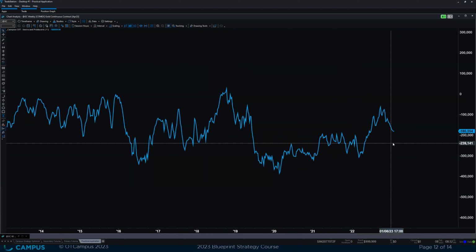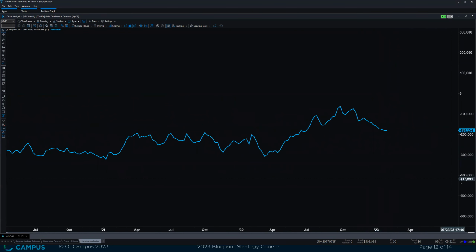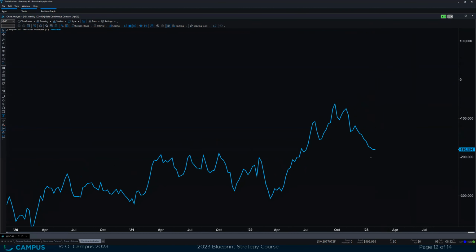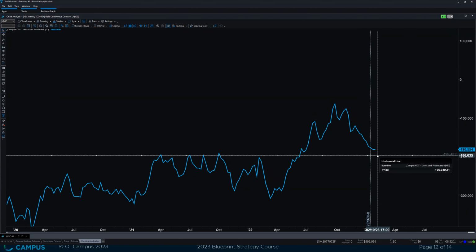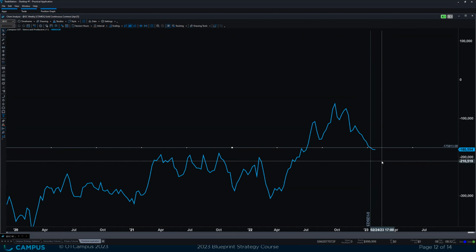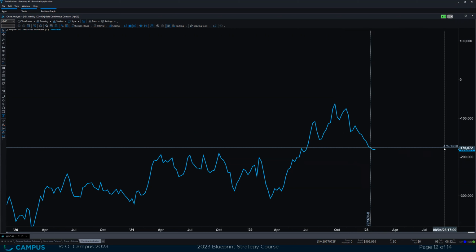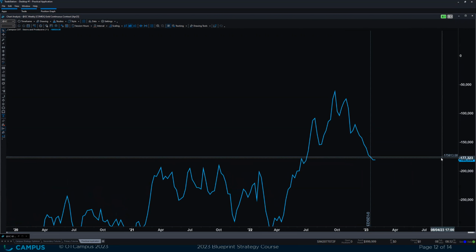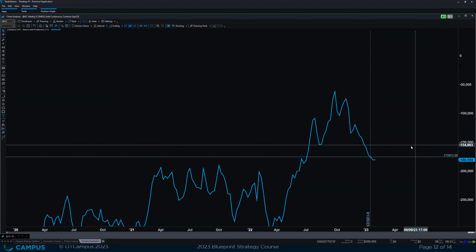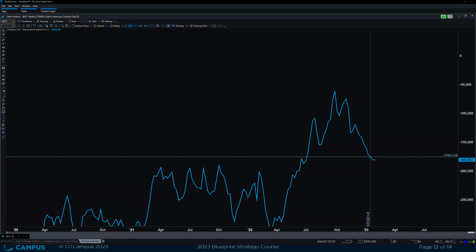So if I go back to here, this is a weekly report, and then I go to here, right? This is from the 20th of January, which is the last time we had this update. Then you would see a net of minus 175,913 contracts. So in other words, we could put this in here. One second.